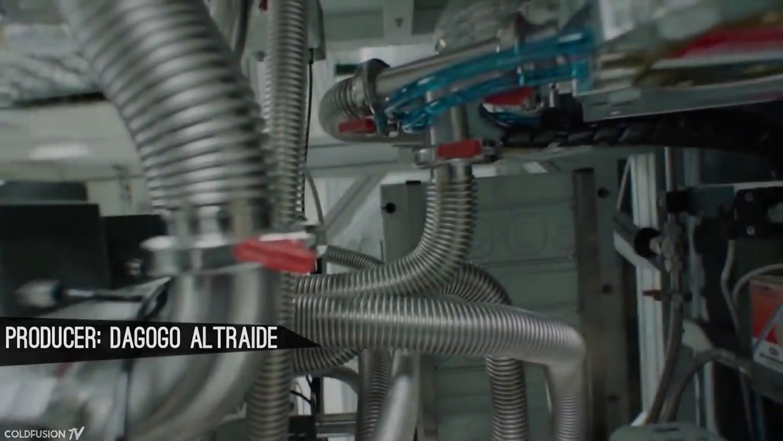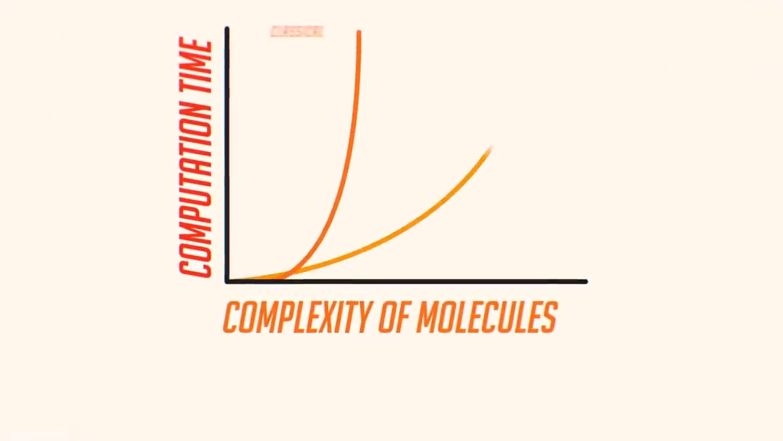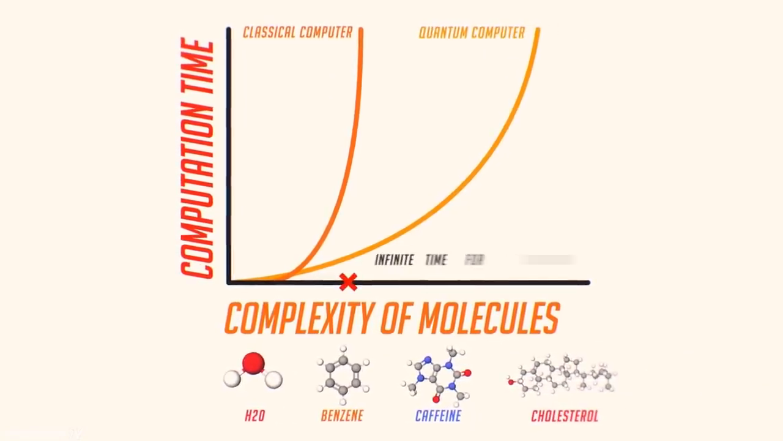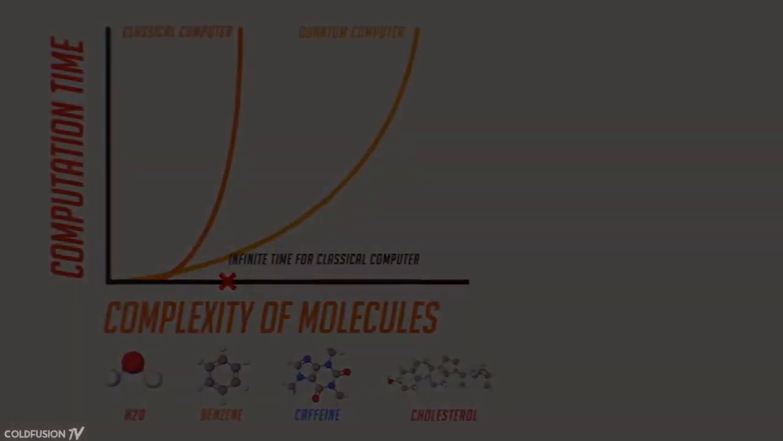So from the last video, we know that quantum computers can solve problems that would take infinitely long on a classical computer. Things such as modelling the brain and modelling weather systems, etc. But let's take a deeper look at how they work.